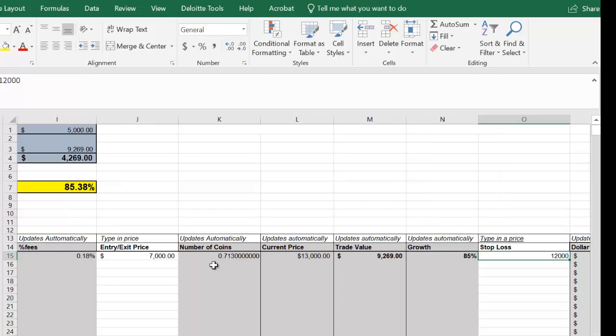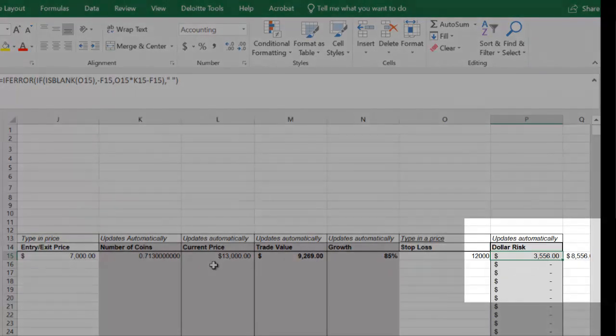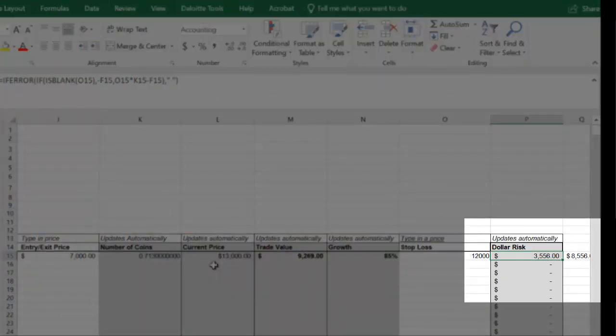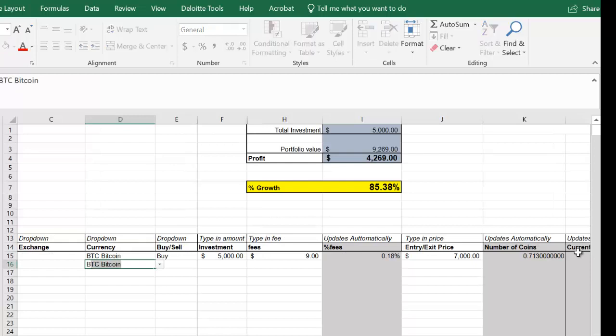If you had a stop loss in the market at 12,000, you would have banked a $3,556 profit. Even if the market had dropped all the way down to 10,000, you would be assured that your $5,000 investment would have given you $8,556. So you don't lose. But not only that, when the market drops, it's also giving you the opportunity to get back in. So let's see what that will look like.